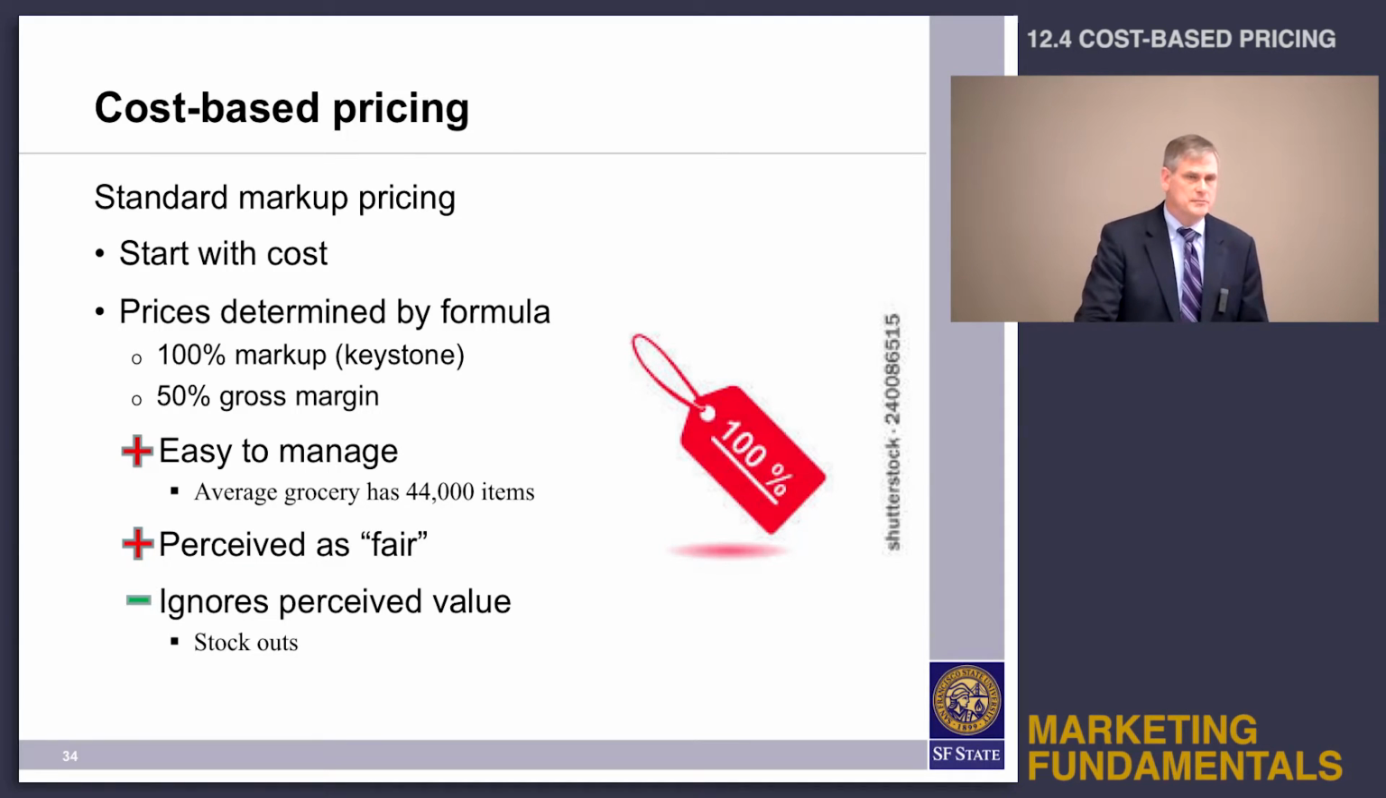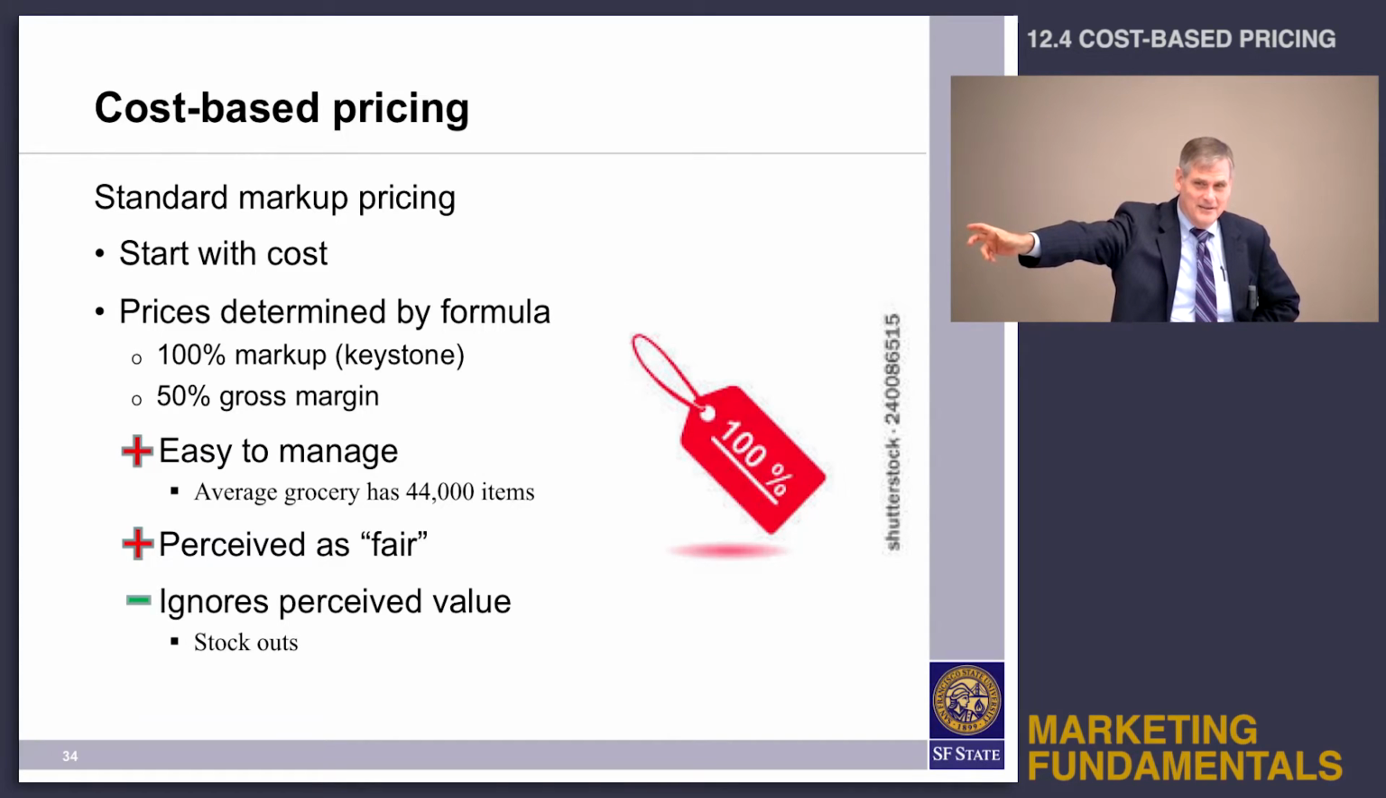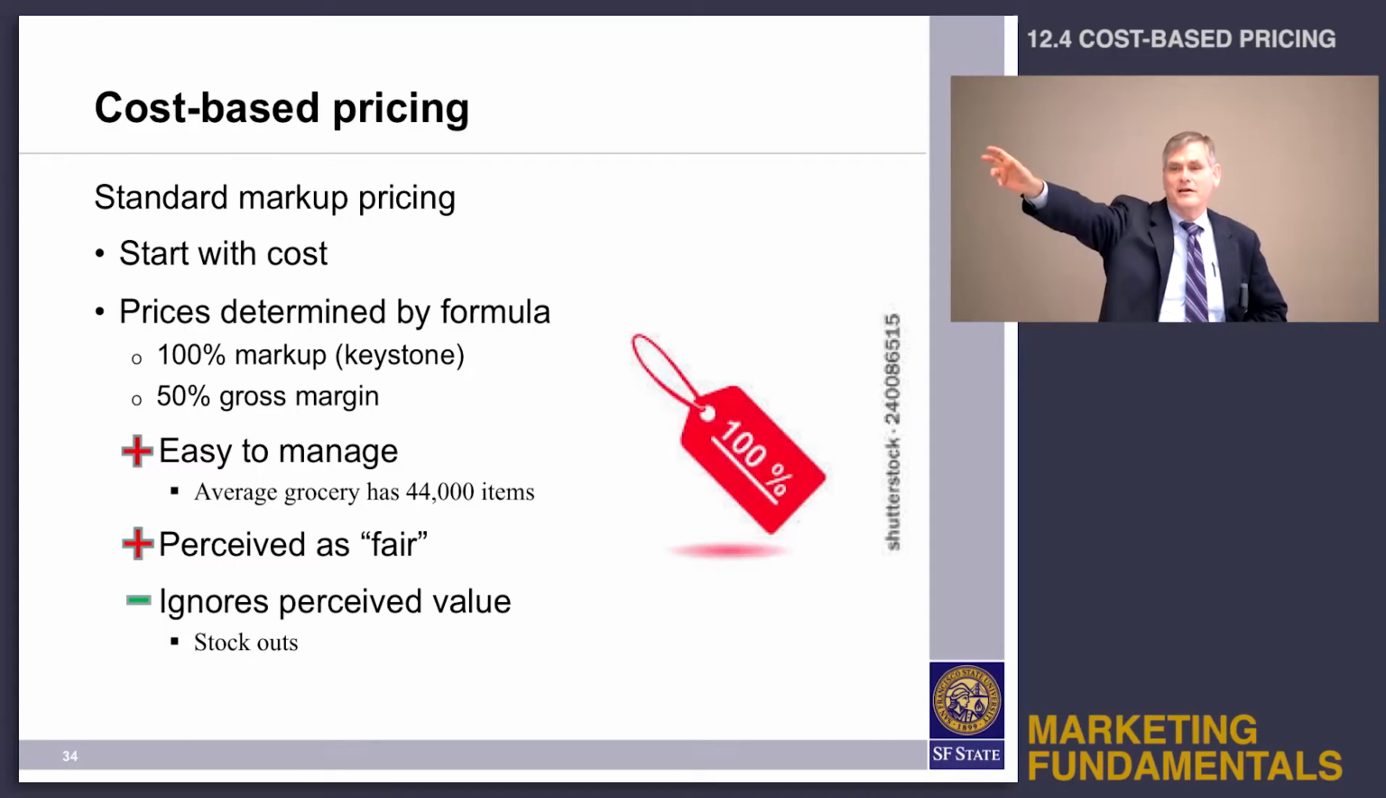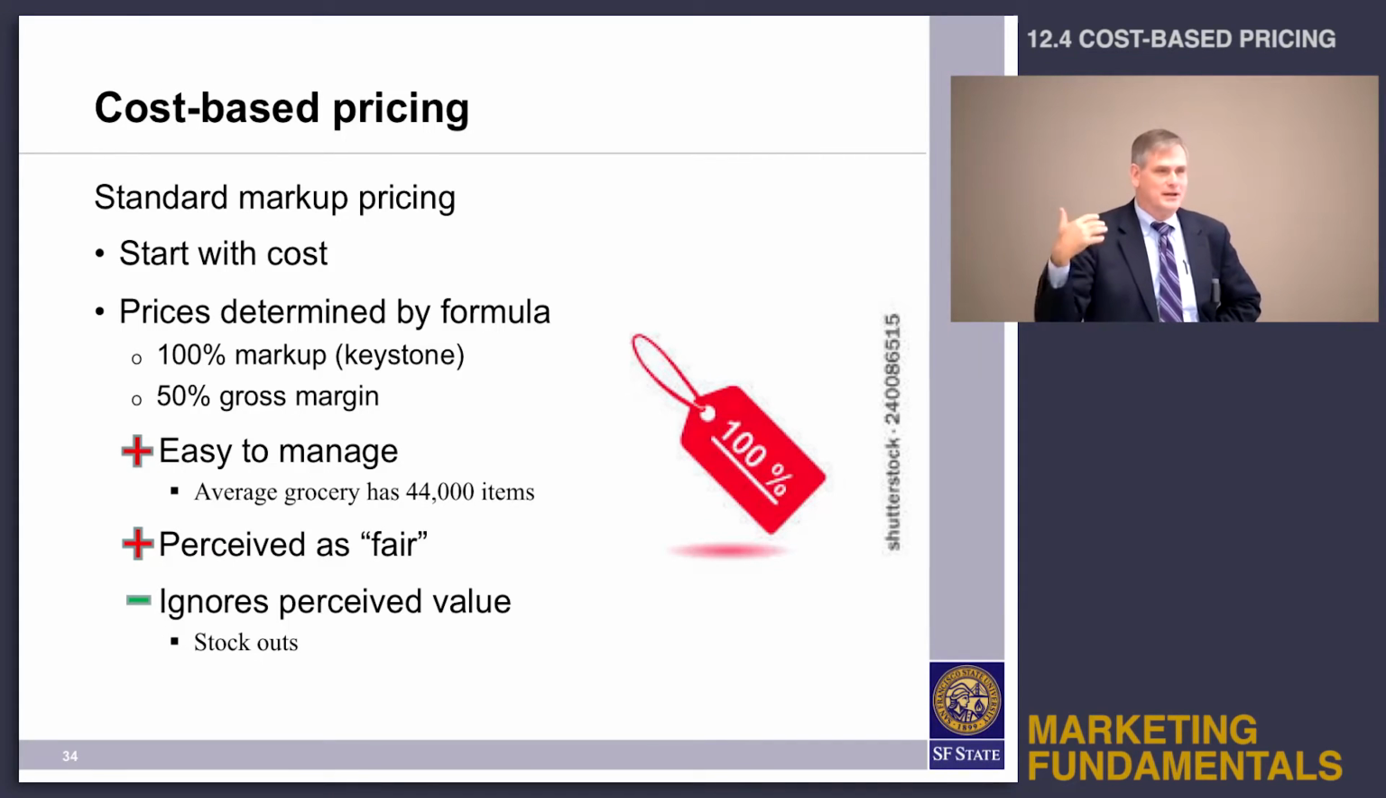The disadvantage of cost-based pricing or standard markup pricing is that it ignores the perceived value of the product. And you can see this every day when you go to the grocery store, when you reach for an item that's out of stock. The reason it's out of stock? Perceived as a good deal. It was a good deal. The price was lower than the perceived value, so people bought it and it's gone. The other side of the coin is if the price is too high, then it doesn't sell, and eventually you have to mark it down and move it out.